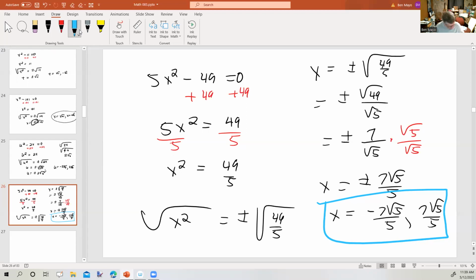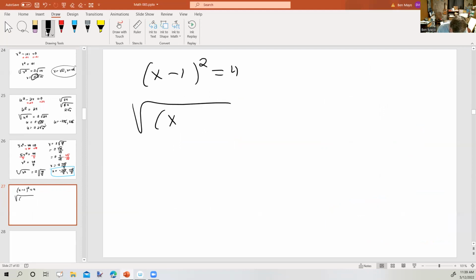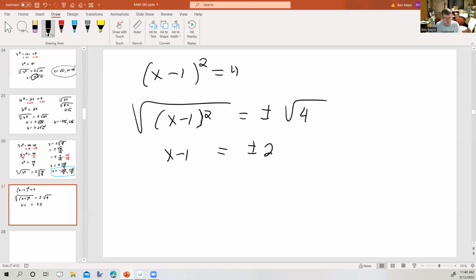Ready. All righty. Let's say we've got this situation. X minus 1, the quantity squared, equals 4. Well, again, we have a perfect square on the left side of the equation that contains a variable and a constant on the right side. So it's all good to go. So we'll take the square root of both sides. On the left side, we get x minus 1. On the right side, we get plus or minus the square root of 4, which is 2. So x minus 1 equals plus or minus 2.